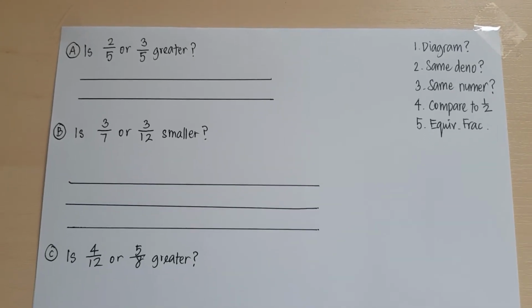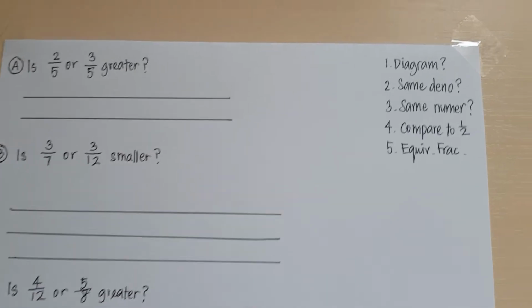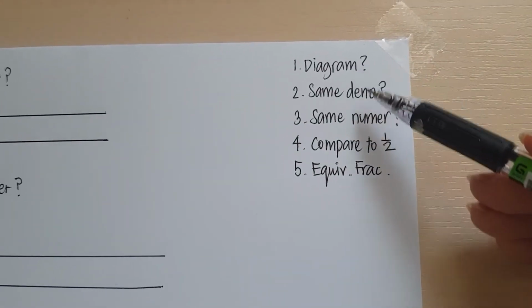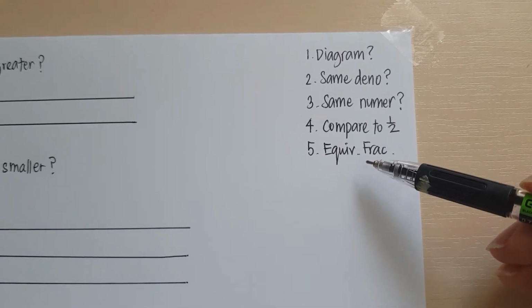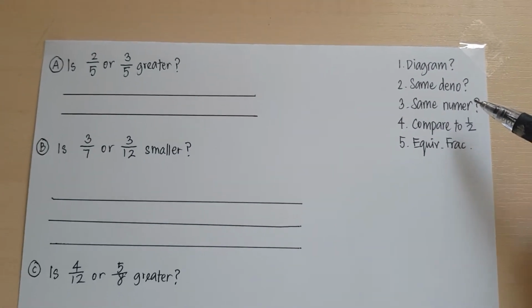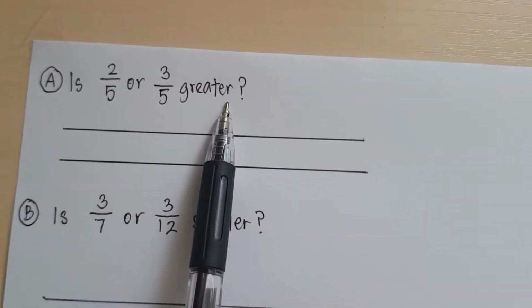Morning kids, today we're going to do 3 questions and we're going to learn how to compare fractions. Now in class we have learned 5 ways of how to compare fractions, and let's see how we go about deciding which one to use. Okay, so the first question that we're going to do is 2/5 or 3/5, is it greater?